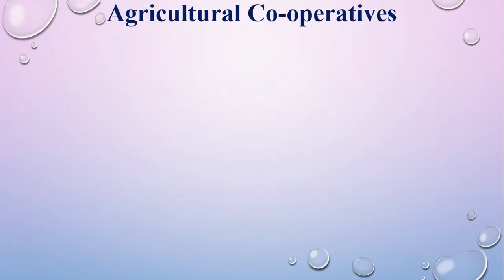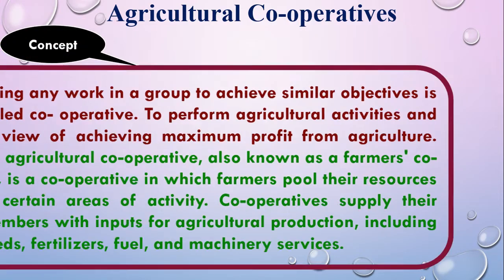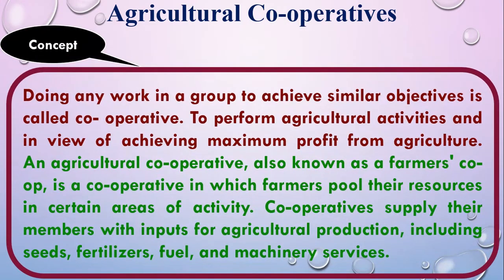So first you have to understand what is agriculture cooperative. What is the concept of agriculture cooperative? Agriculture cooperative means doing any work in a group to achieve similar objectives is called cooperative. Here I write it down in red color: to perform agriculture activities and in view of achieving maximum profit from agriculture.